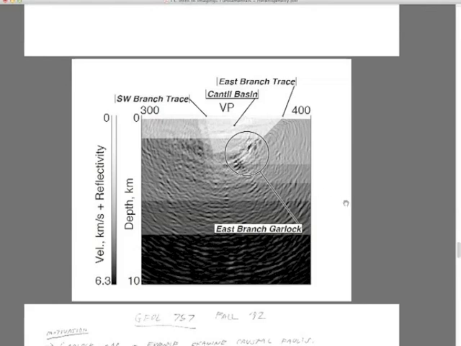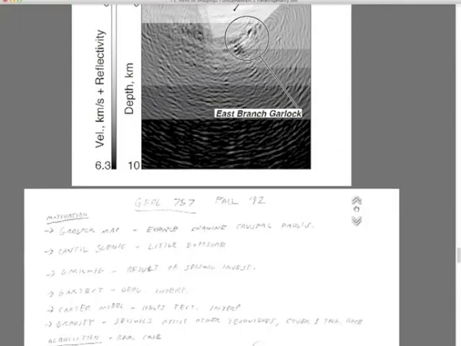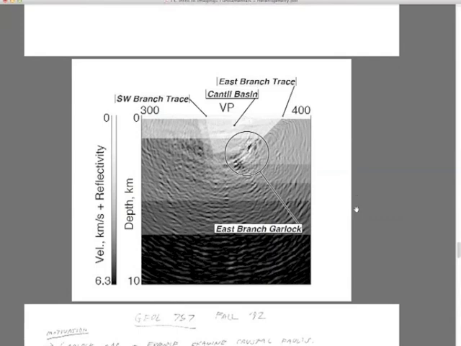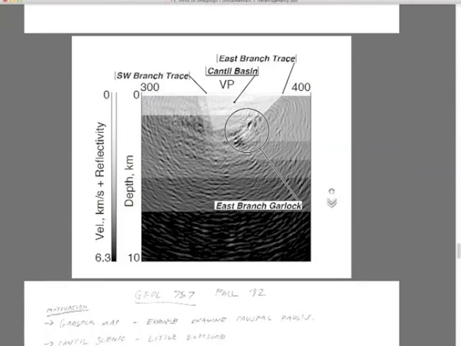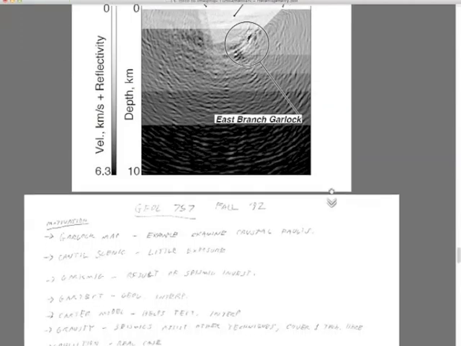GRL paper probably from '95. And actually, it's too bad that paper hasn't been cited very much, because it really pointed the way towards a lot of the developments that we've been able to make since.